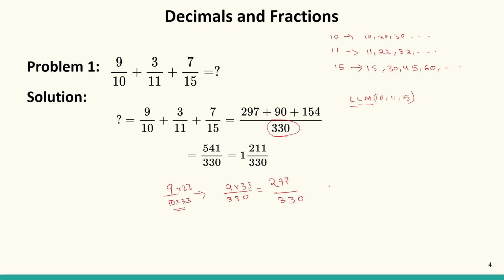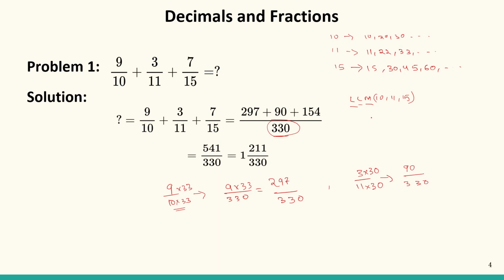Again you do the same for 3 by 11. You need to convert it to a fraction with denominator 330. So you multiply it by 30. You have to multiply 30 in the numerator since you have also multiplied the same in the denominator, so it will be equal to 90. So you have 90 there.